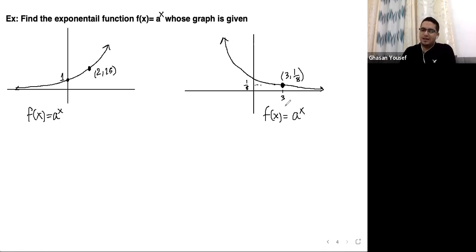Exactly. For the first one, a must be greater than 1, and for the second one, a must be between 0 and 1. Nice, Mayasha, this is correct. But what is the exact value for a?